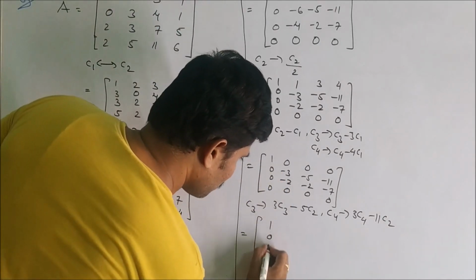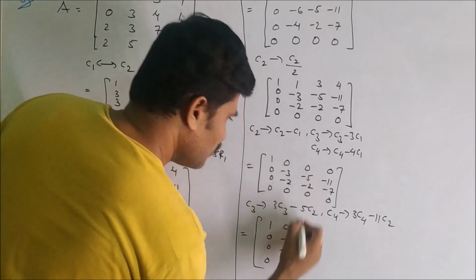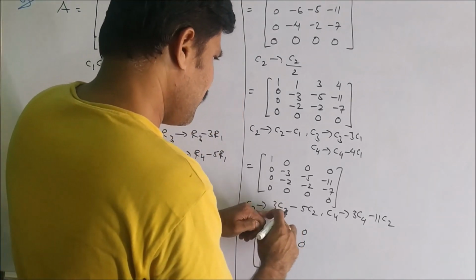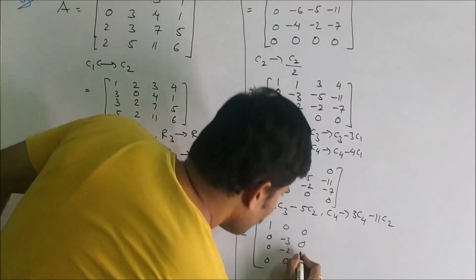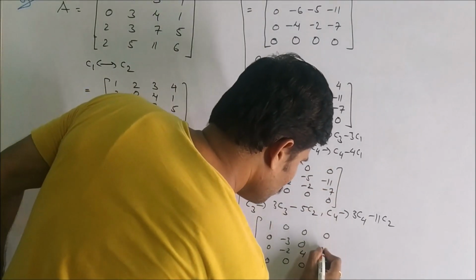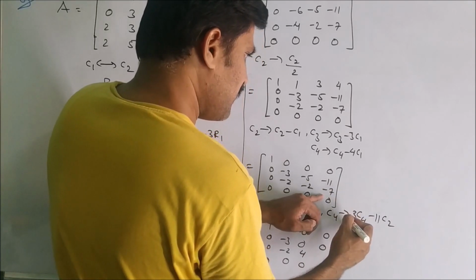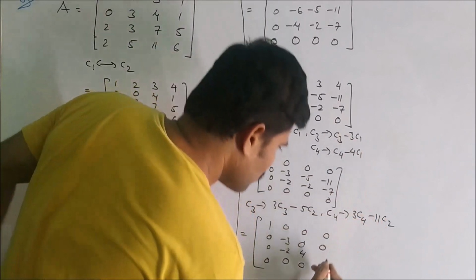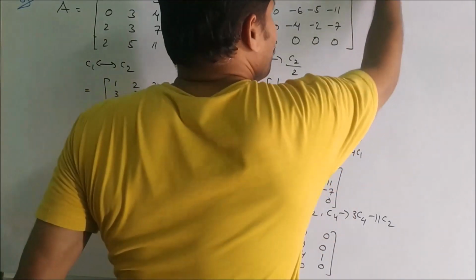The first column does not change. Second column: 0, minus 3, minus 2, 0, 0. So this is also 0. Next, for 3C3: 3 into minus 2 is minus 6, minus 5 into minus 2 is plus 10, and 10 minus 6 is 4. And this is 0. Similarly the fourth column: 0, this is also 0, minus 3 into 4, minus 7 into 3 is minus 21, minus 11 into minus 2 is plus 22, and 22 minus 21 is 1. So this is 0. So this is the resultant matrix.